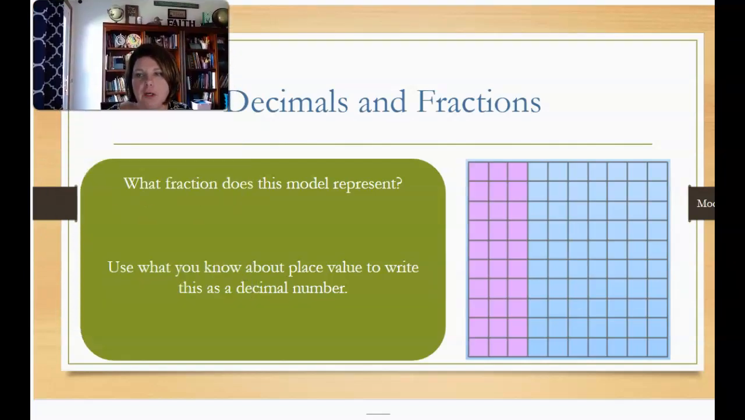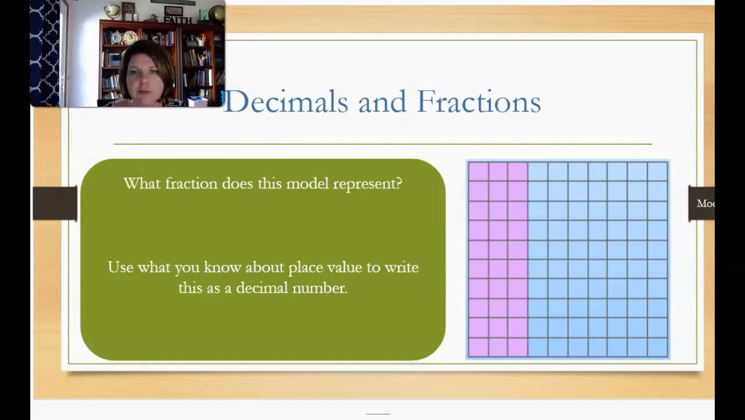Okay. A quick look at some fractions and decimals and pictures. What fraction does this model represent? It's a 100 square, and it looks like there are 30 of them shaded in, so that fraction is 30 hundredths. What do I know about place value to write this as a decimal? I know that if I just said 30 hundredths, I'm going to put a 30 here representing 30 hundredths.